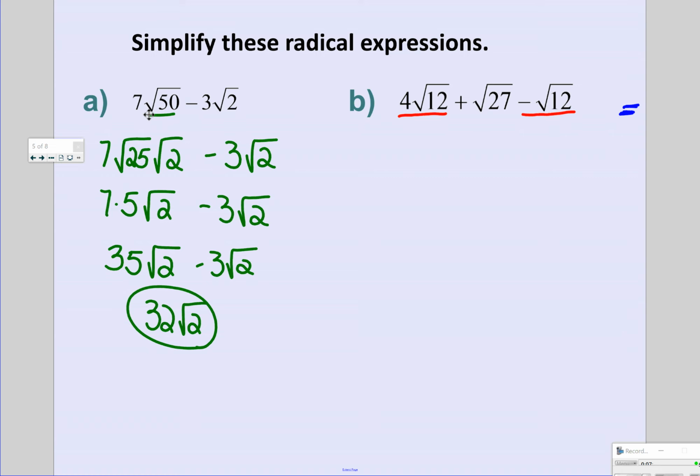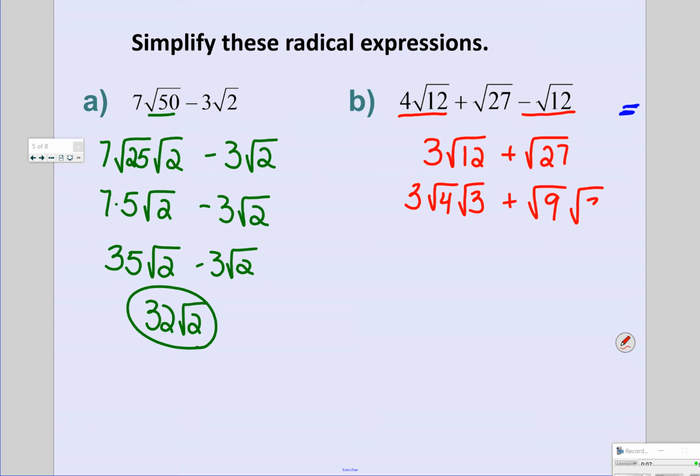But let's go back to where we were just looking at here. Since we have 4 square root of 12 minus 1 square root of 12, we can make that 3 square root of 12 plus the square root of 27. So now that looks a bit more simplified. And now let's try and simplify each one of those radical expressions. So this is 3 times the square root of 4 times the square root of 3 when we factor out the square root of 12 there. Plus the square root of 27 is the same thing as the square root of 9 times the square root of 3.